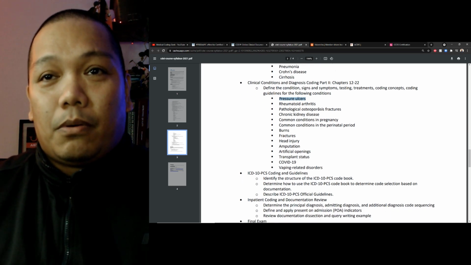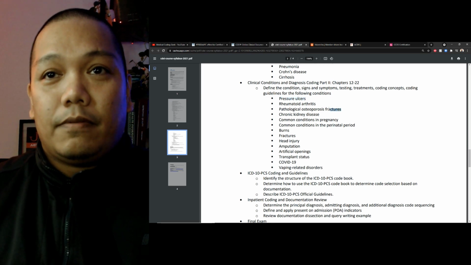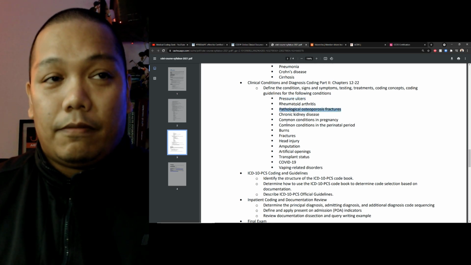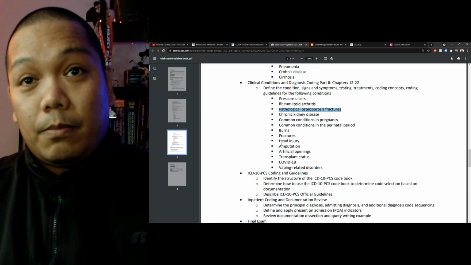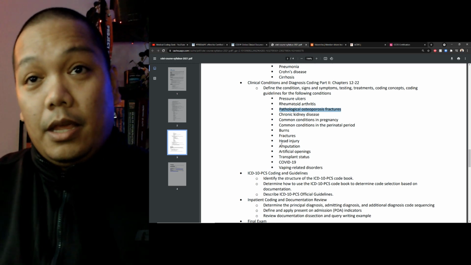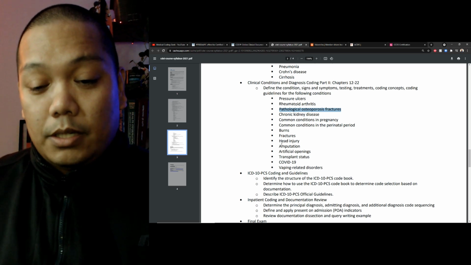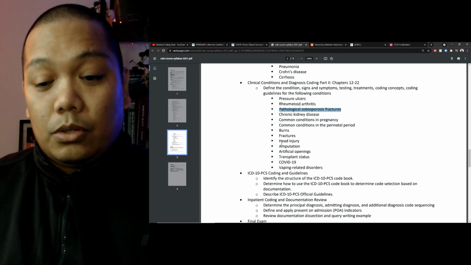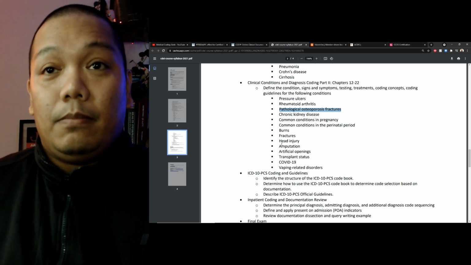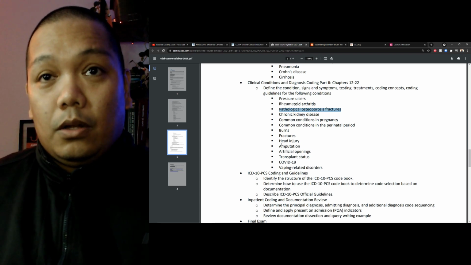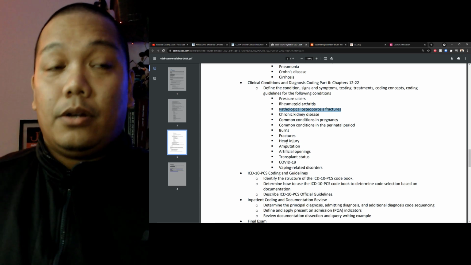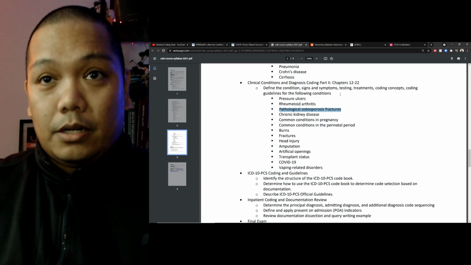Pathological osteoporosis fractures, yes. These are very tough because you want to identify if the fracture is traumatic versus non-traumatic. If it's non-traumatic, what is the underlying cause? It may be due to osteoporosis. It may be due to cancer. It may be due to other issues, okay? So you want to look at the underlying cause of the fracture.